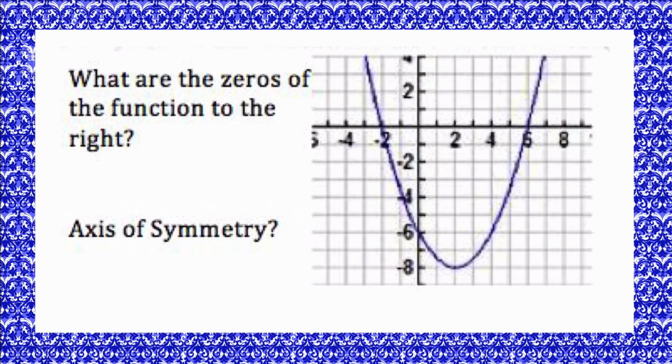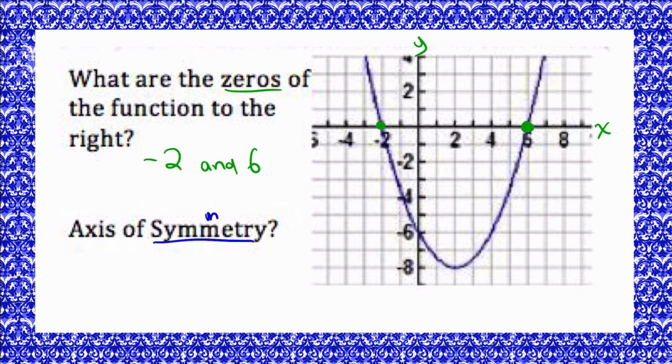Okay, just looking at a graph here, there's two questions. The first one wants to know, what are the zeros of the function to the right? Zeros are where your graph touches the x-axis. That's your x, that's your y. So those two numbers would be -2 and 6.